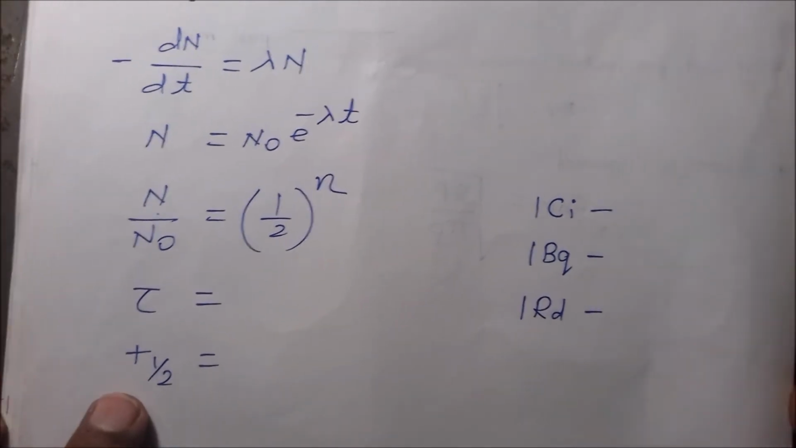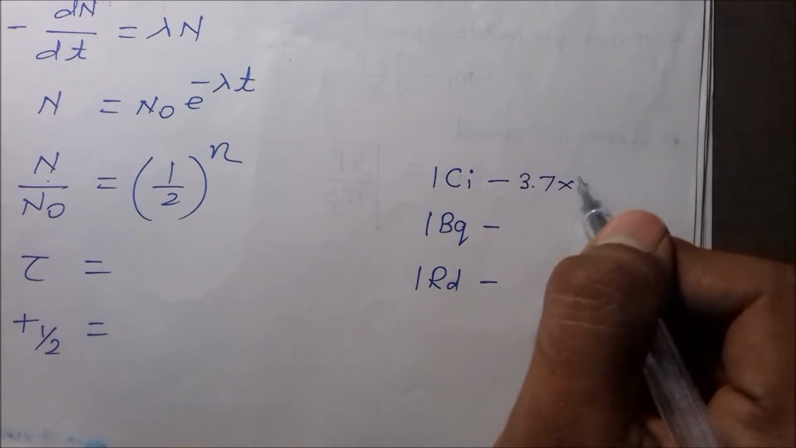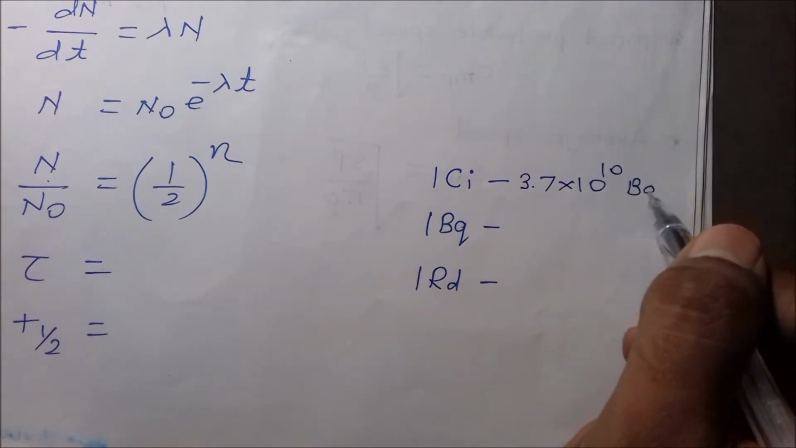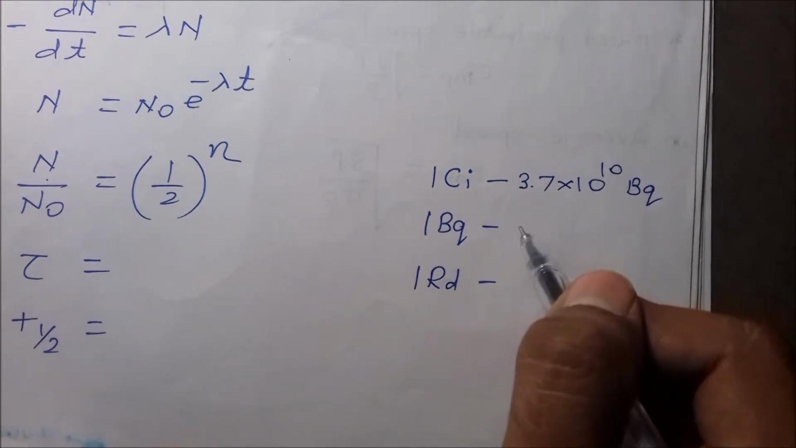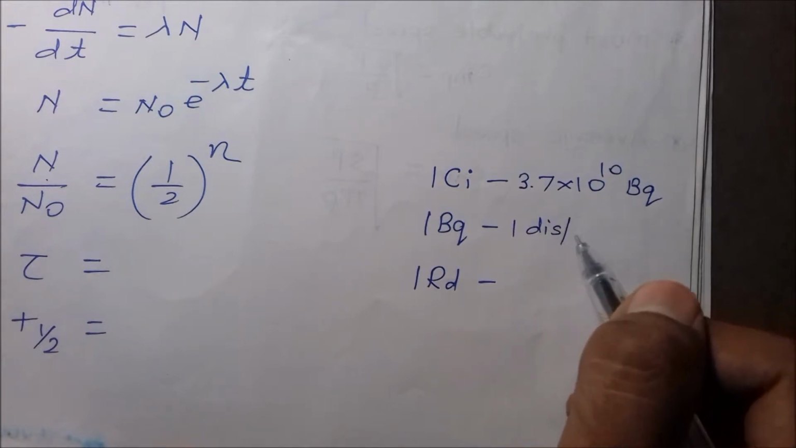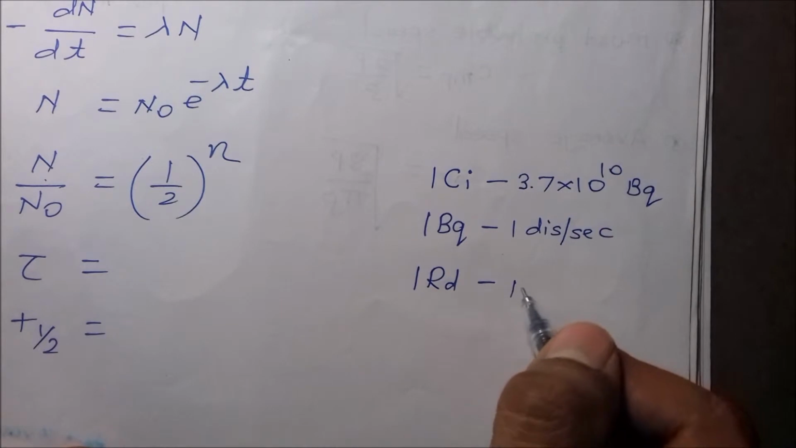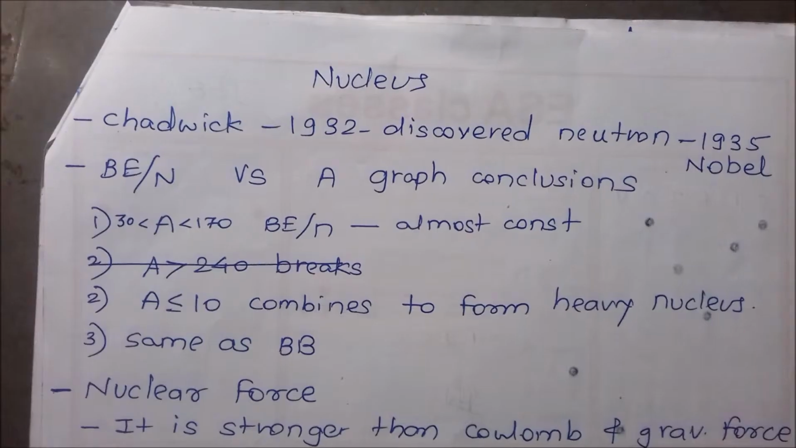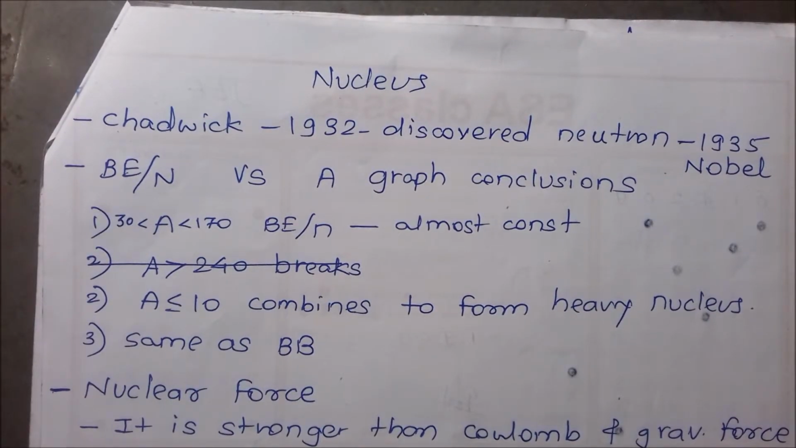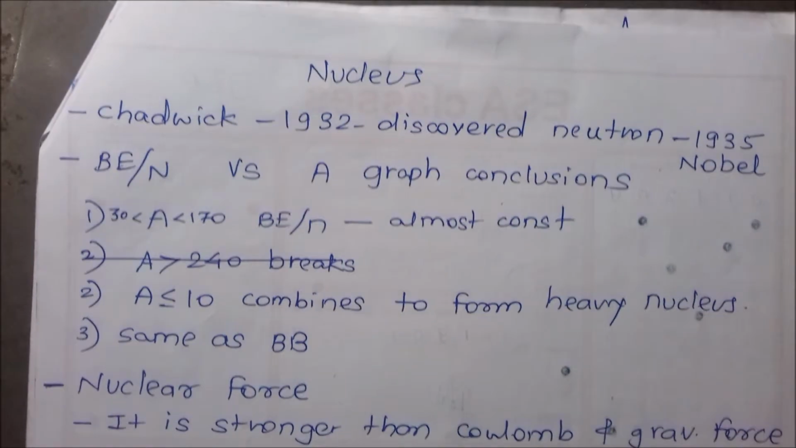Then 1 Curie is 3.7 into 10 raised to 10 disintegrations per second. Becquerel is the SI unit, and 1 becquerel is 1 disintegration per second. 1 Rutherford is 10 raised to 6 disintegrations per second. Then Chadwick discovered neutron in 1932, and he got Nobel in 1935.